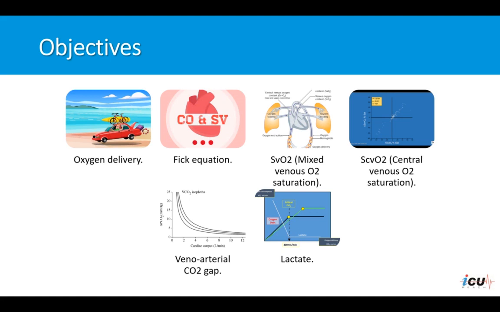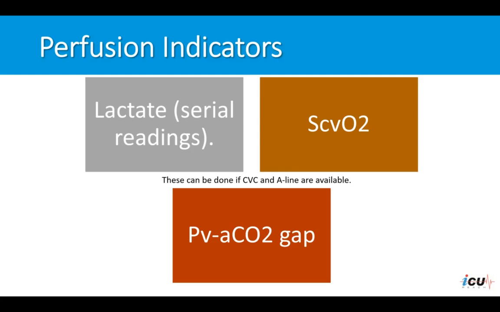And then we'll see how we can use the central venous O2 saturation as an alternative measurement for the oxygen consumption instead of the mixed venous O2 saturation that requires pulmonary artery catheter placement. And then we'll touch briefly on the veno-arterial CO2 gap before we finish with looking at the lactic acid as an indicator of perfusion.